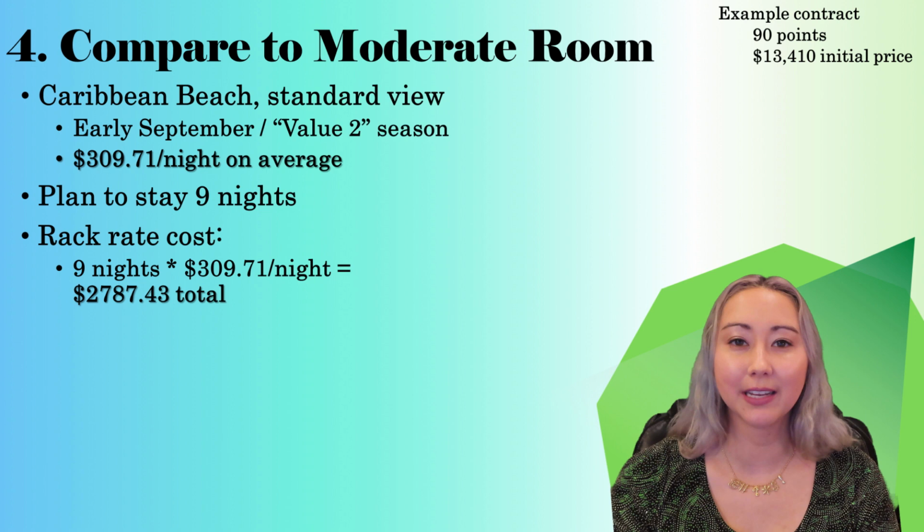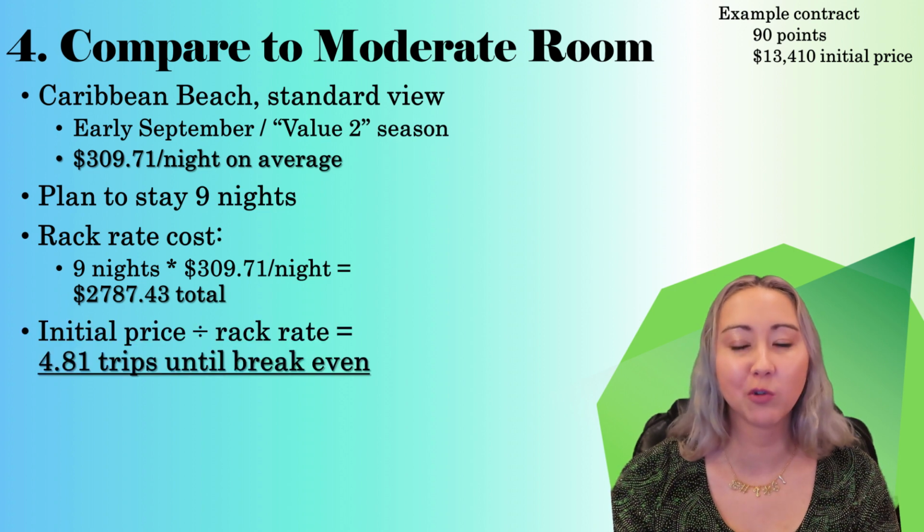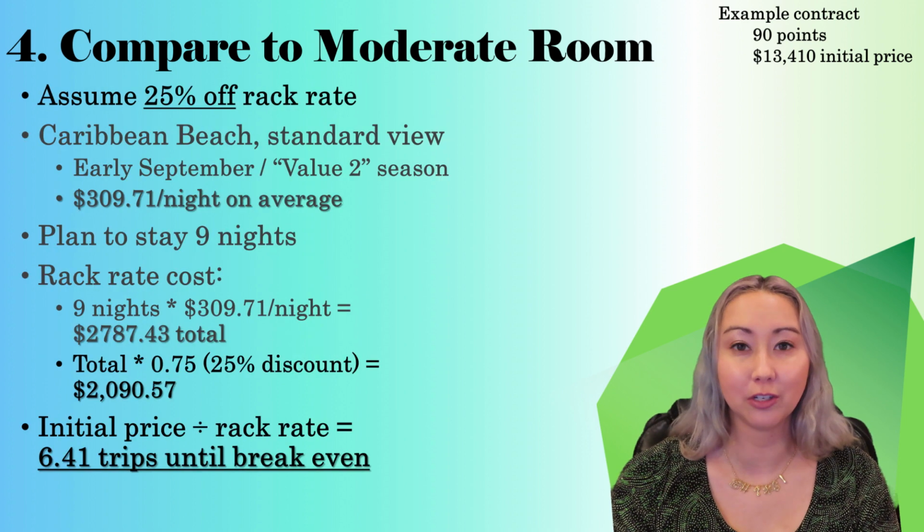Staying at a moderate resort instead of a deluxe resort drops your total trip cost by quite a bit. Here at the Caribbean Beach, we can get 9 nights at that full rack rate for under $3,000. This results in a break-even of about 4.8 trips. With a 25% discount on this room, you can get 9 nights here for just over $2,000.